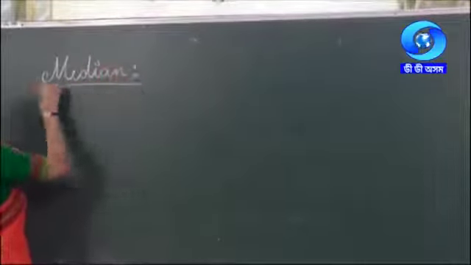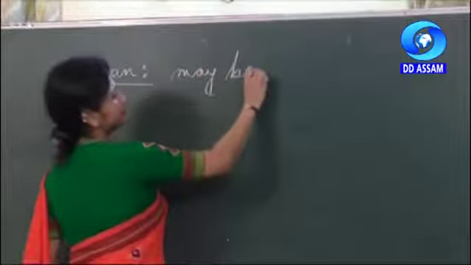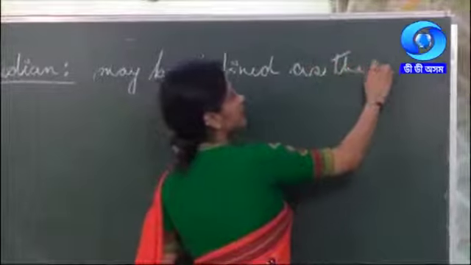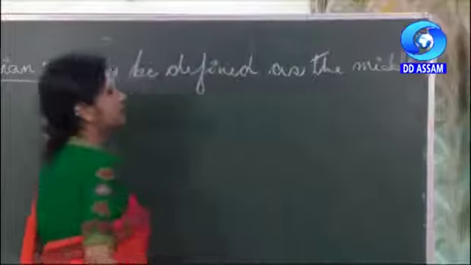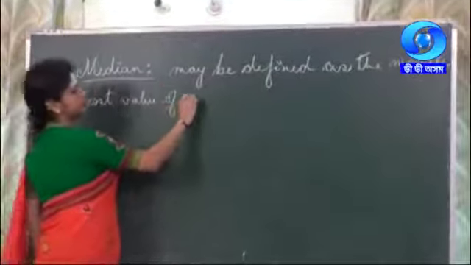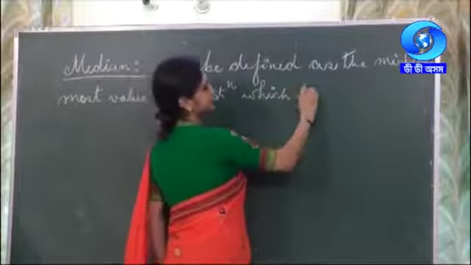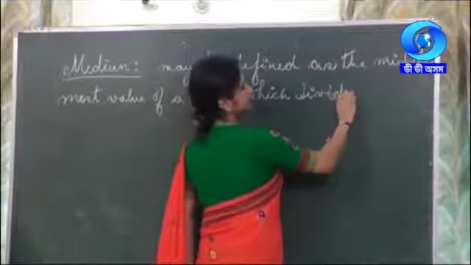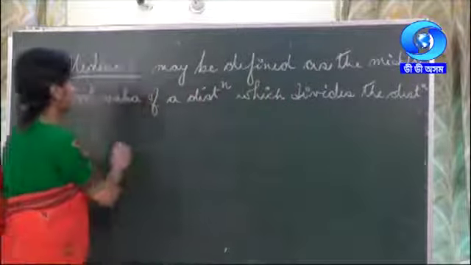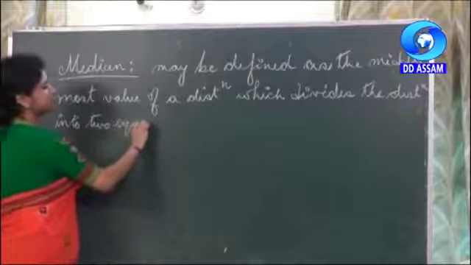So we may say median may be defined as the middlemost value of a distribution which divides the distribution into 2 equal halves.